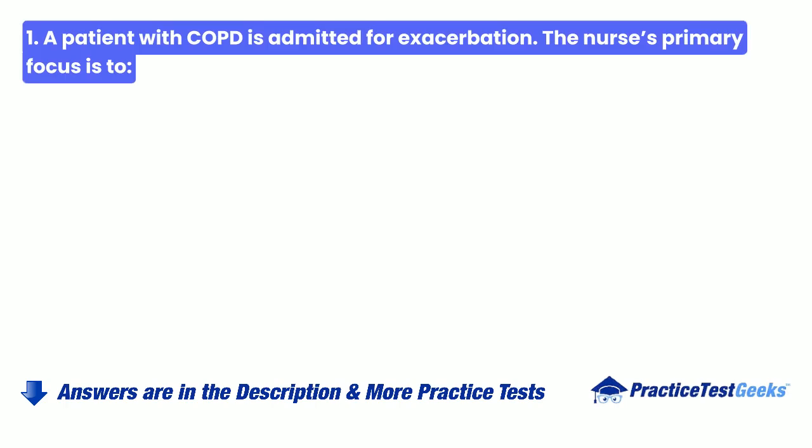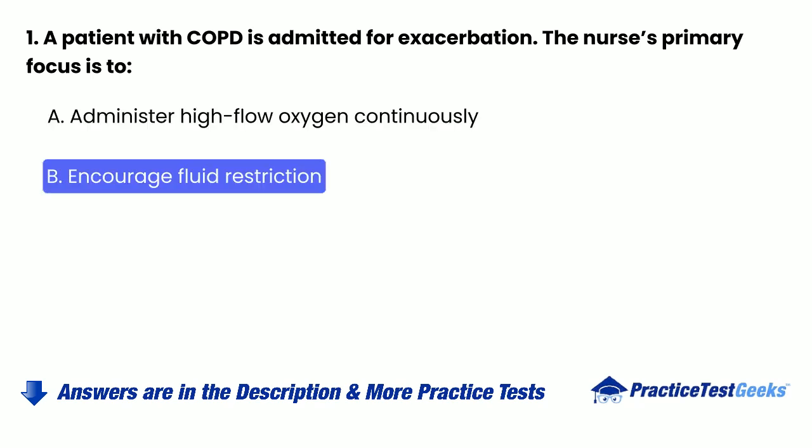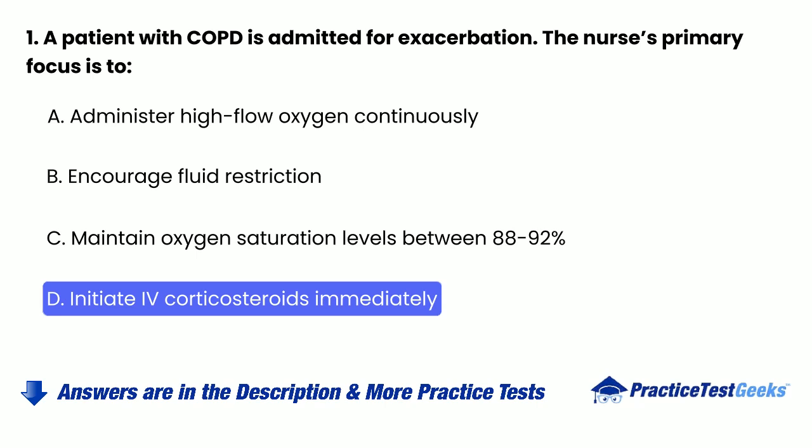1. A patient with COPD is admitted for exacerbation. The nurse's primary focus is to: A. Administer high-flow oxygen continuously. B. Encourage fluid restriction. C. Maintain oxygen saturation levels between 88 to 92%. D. Initiate IV corticosteroids immediately.